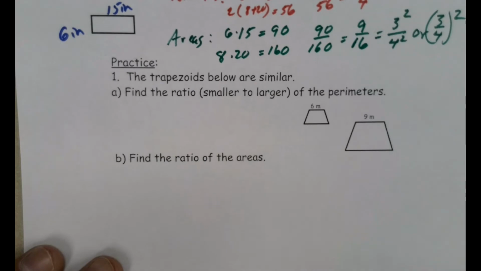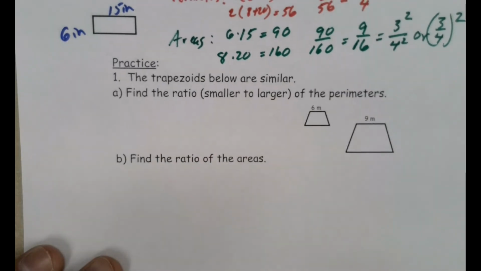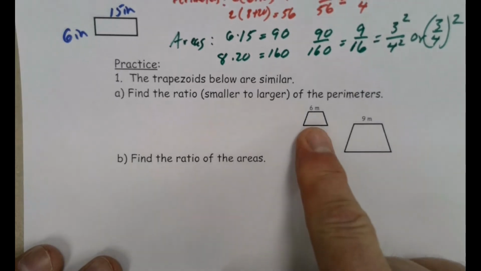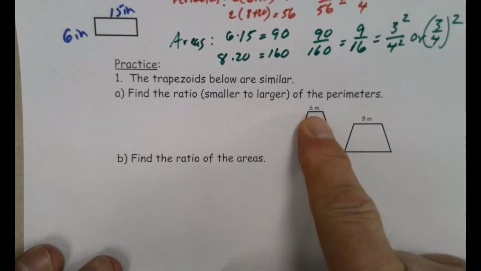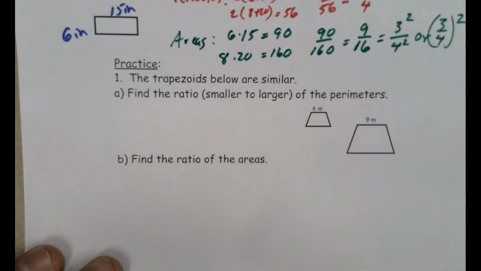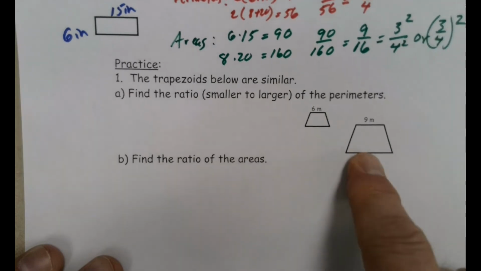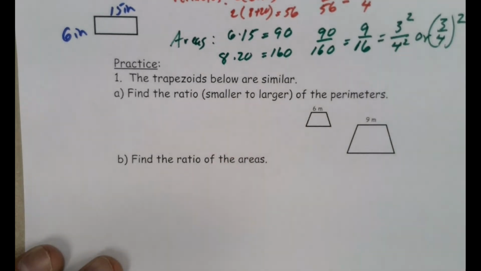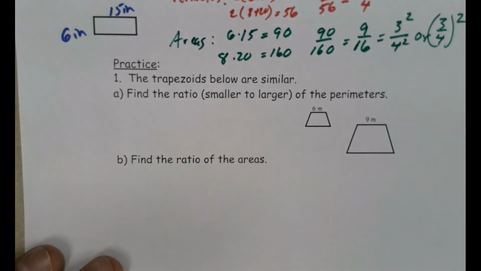It says the trapezoids below are similar. Find the ratio, smaller to larger, of the perimeters. Okay, I can't figure out the perimeters. I don't know enough about it. All I know is that dimension, but I know they're similar. So if I could find a scale factor from here to here, I could use that same one to answer these two questions.